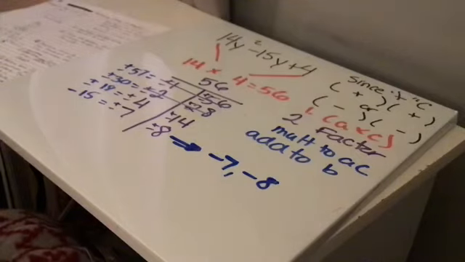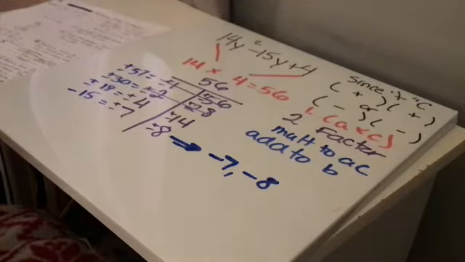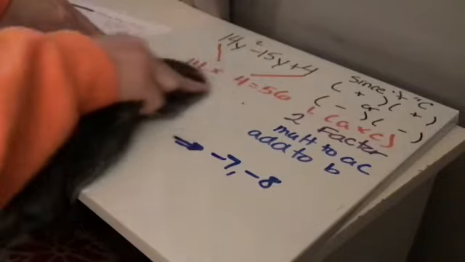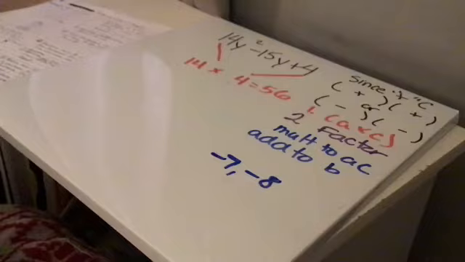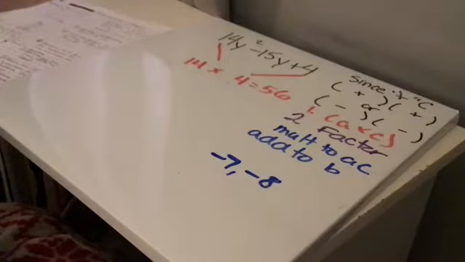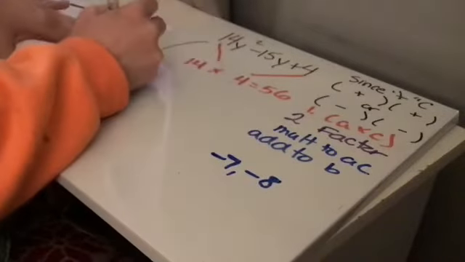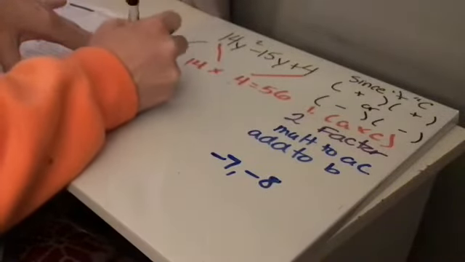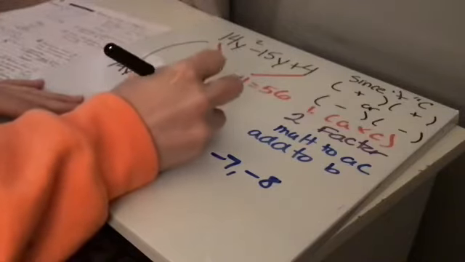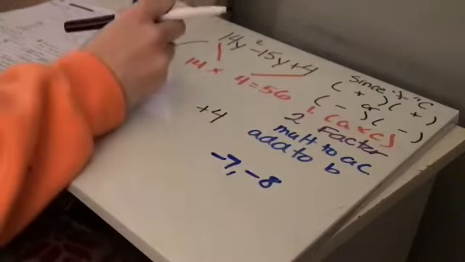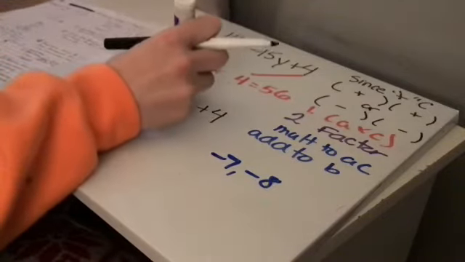So once you have that, you're going to go back to your original expression that you're trying to factor, okay? And I'm going to replace the b term with these. So we're going to leave 14, then leave the constant, and replace b with these values. So it's going to be minus 7y minus 8y.